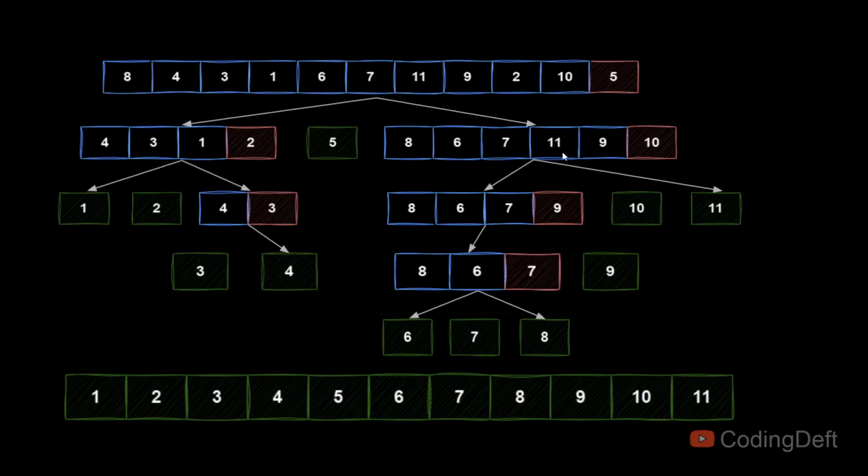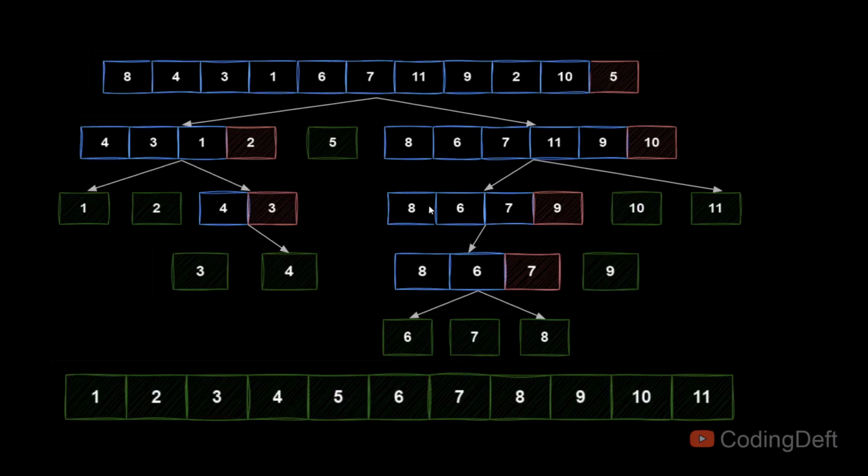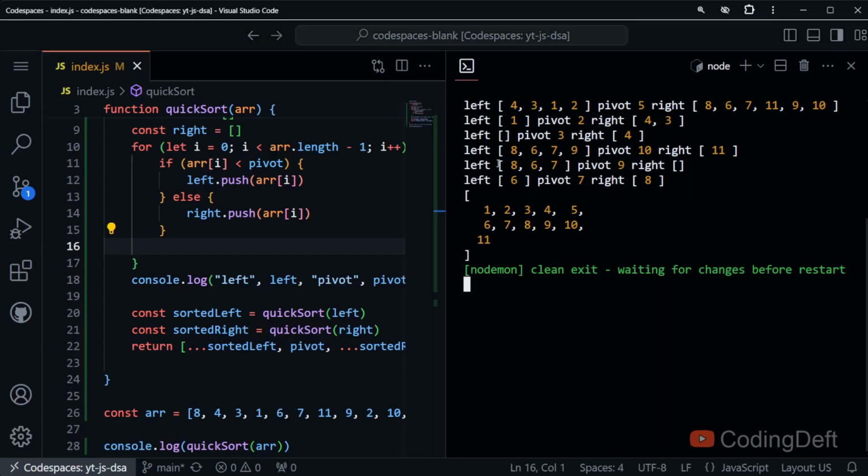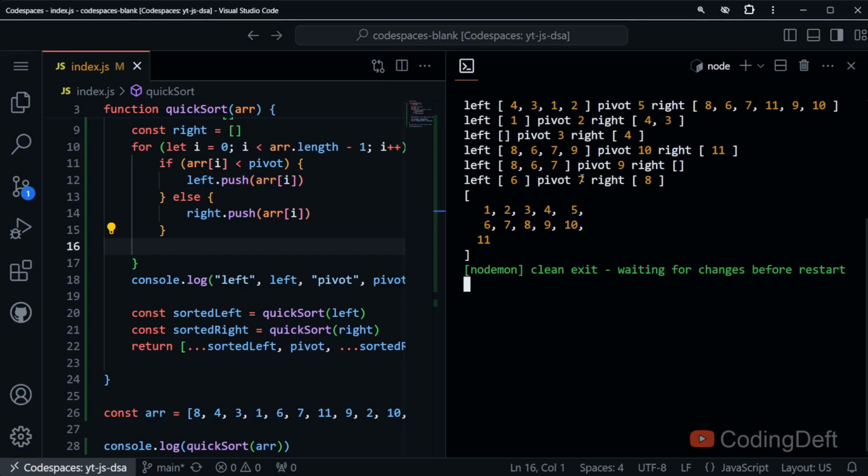4 is the right. And now coming to the right subarray, 8, 6, 9 is in the left, 10 is the pivot and 11 is in the right. And coming to this, 8, 6, 7 is in the left and 9 is the pivot. And finally, 6 is in the left, 7 is the pivot and 8 is in the right. So that is how we can trace the execution of this program.